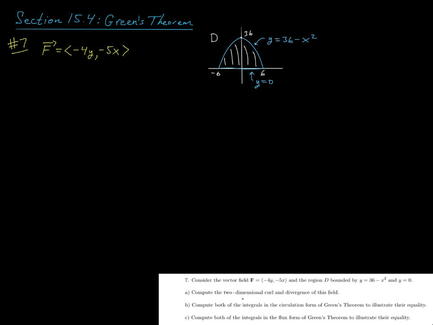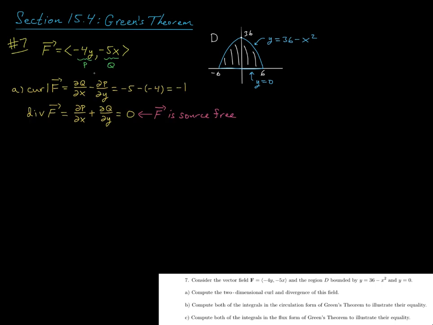Part A asks us to compute the two-dimensional curl and divergence of this field, so pretty straightforward there. Your I component P is minus 4y and your J component Q is minus 5x. So the curl comes out to be -1 and the divergence is 0. So in other words, the vector field here is source free throughout all of R2.